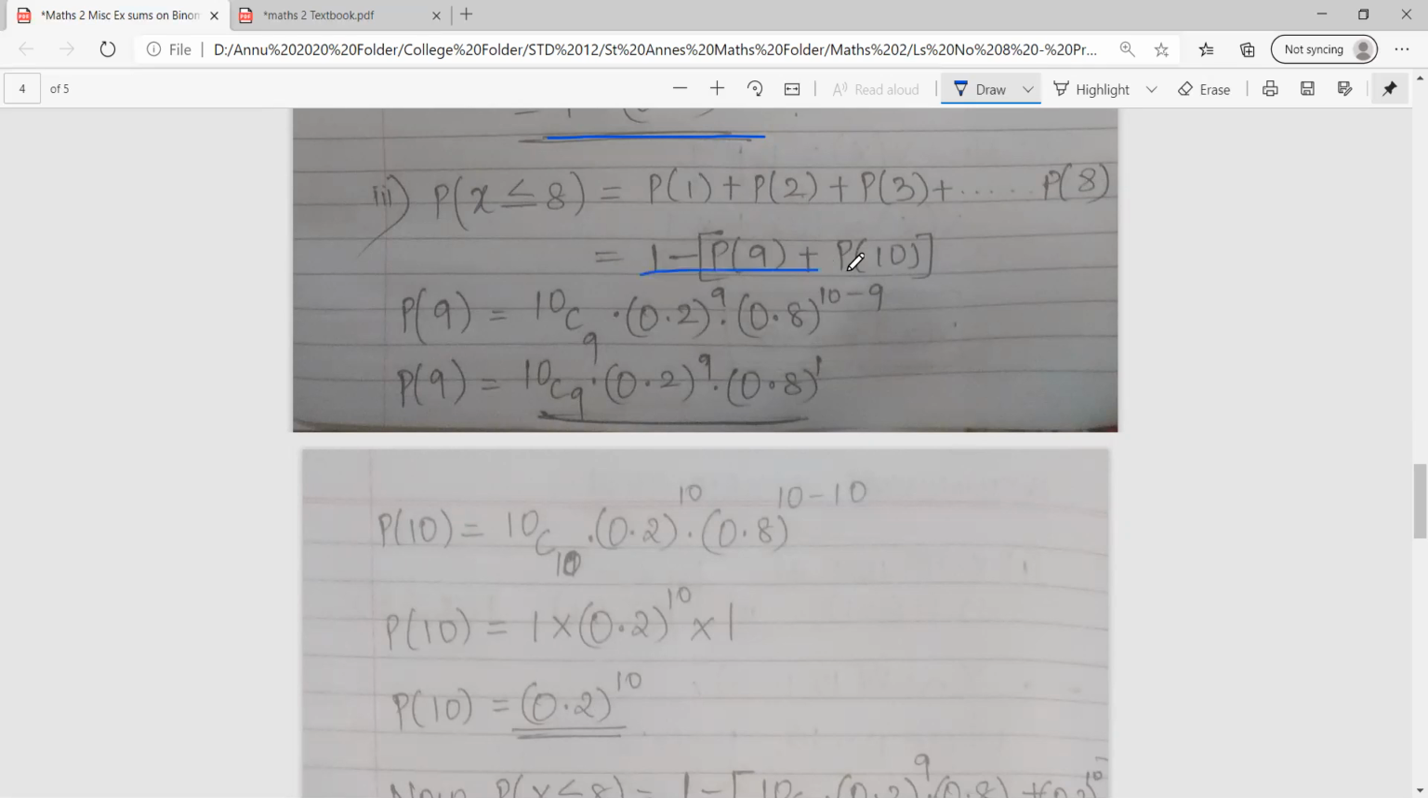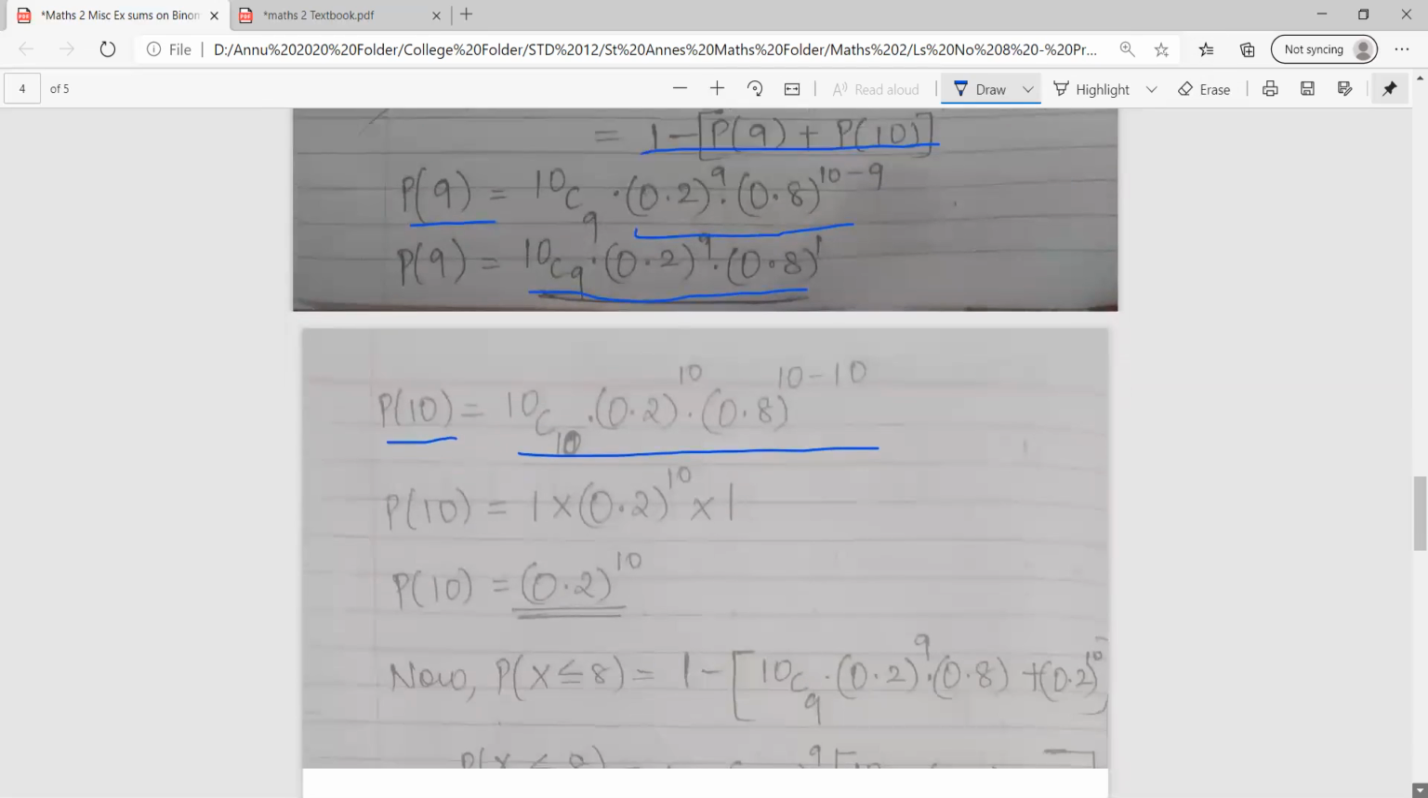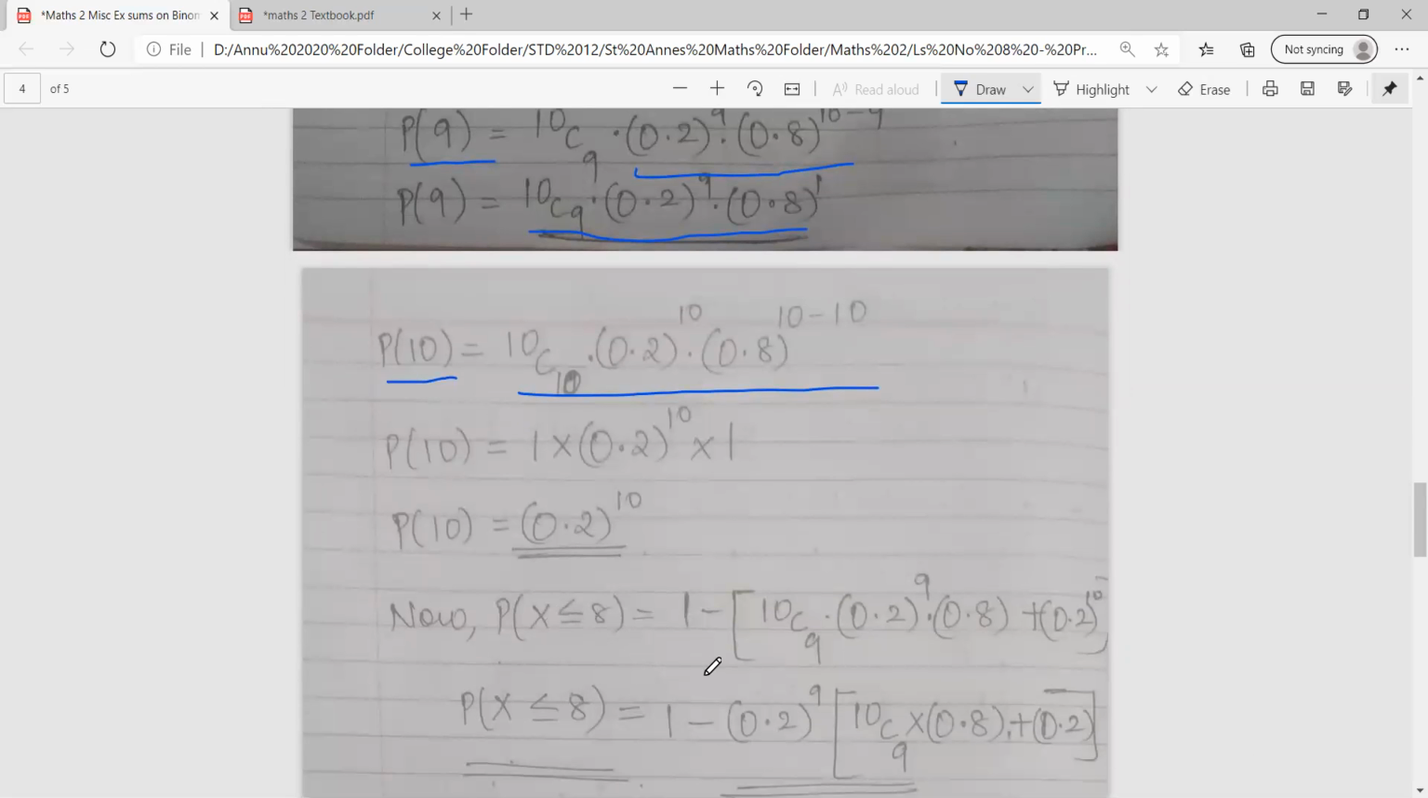1 minus P of 9 plus P of 10. Again, the numbers which were not there in the set above. So first, I found out the value of P of 9 by putting the formula like this. And then I found out the value of P of 10 by putting the formula like this. After getting both the values of P of 9 and P of 10, I substituted in the equation like this.